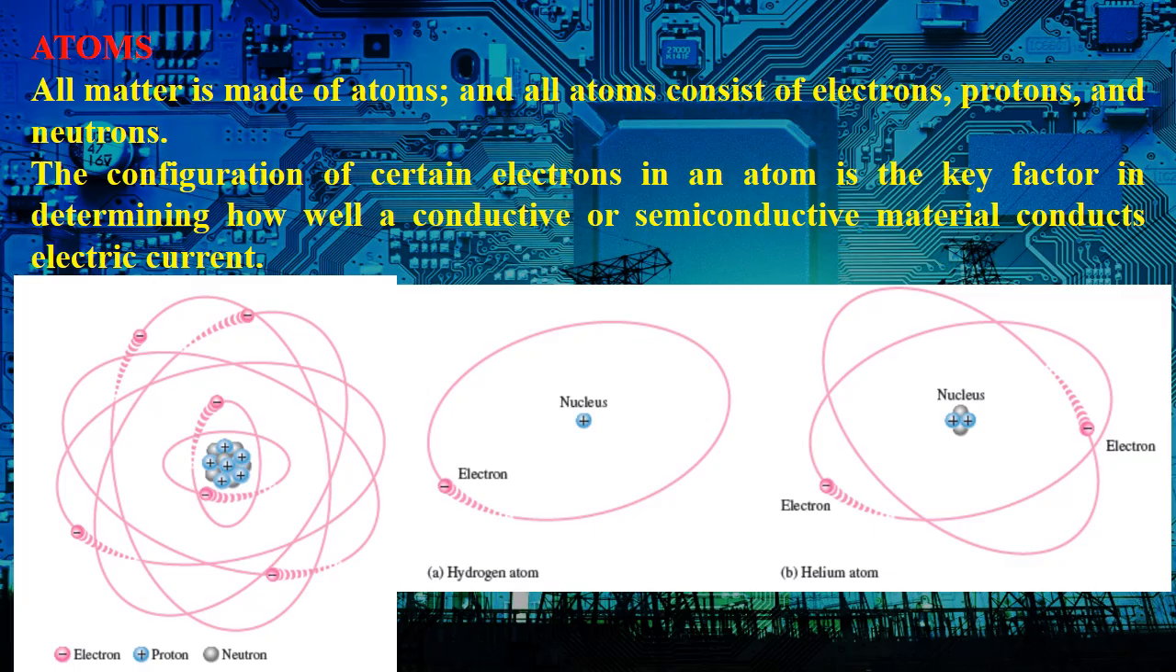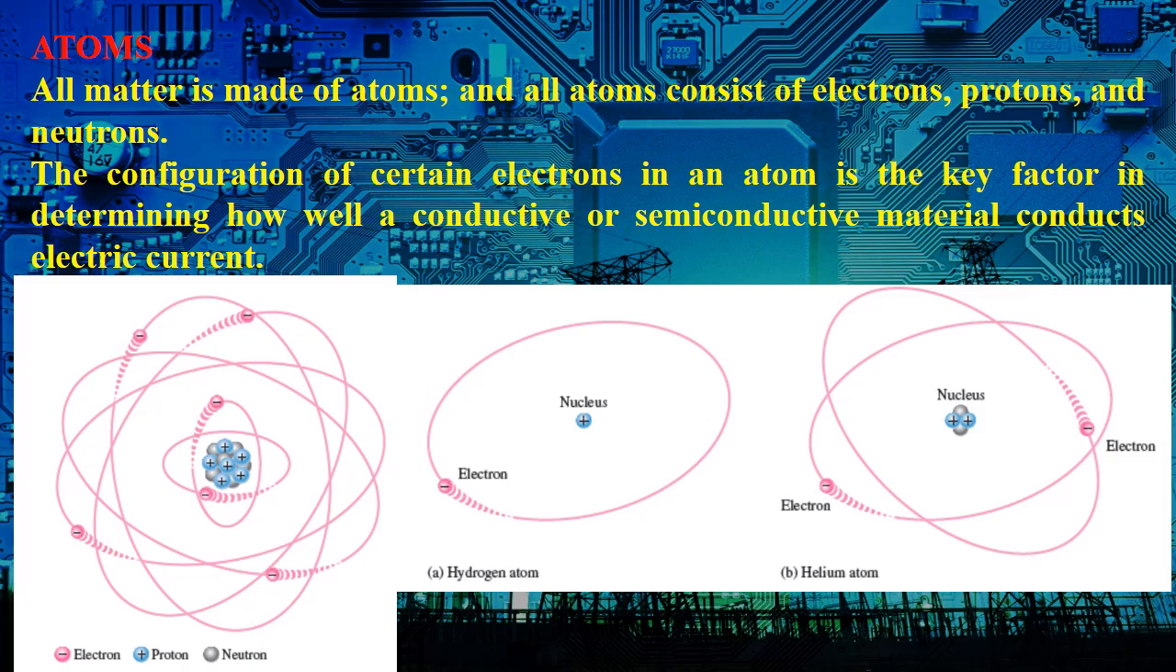All matter is made up of atoms, and all atoms consist of electrons, protons, and neutrons. So atoms are the tiny building blocks, and they are made up of subatomic particles, which are called electrons, protons, and neutrons, which are present in the atom.